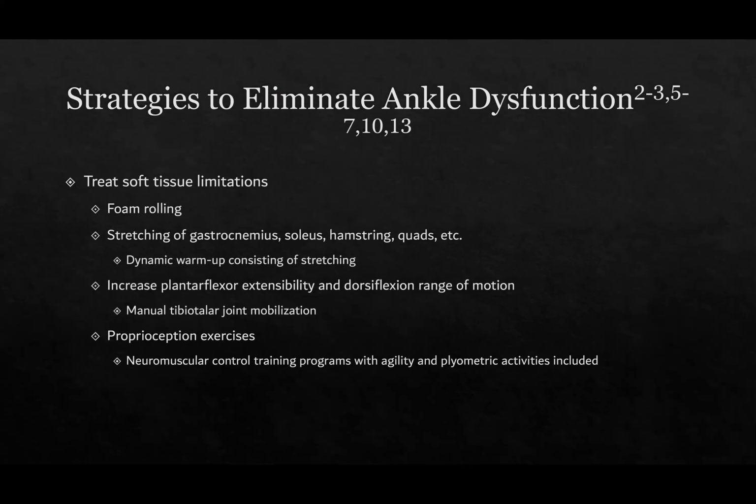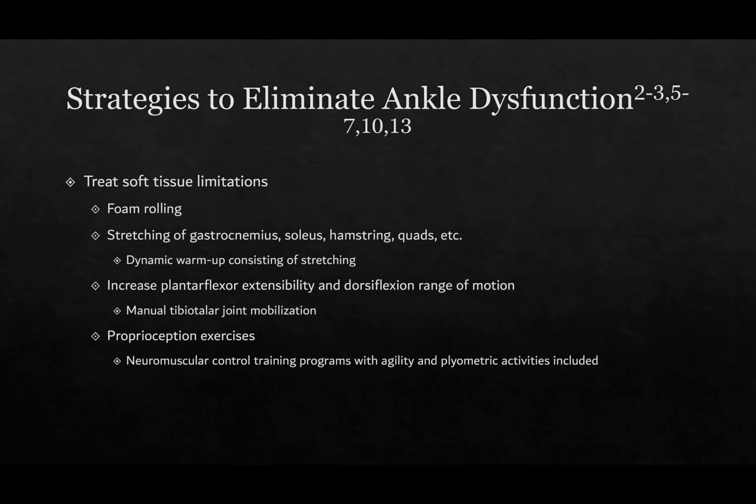Foam rolling and stretching of the gastrocnemius, soleus, hamstrings, quadriceps, and overall lower extremity musculature is essential. Further, incorporating a dynamic warm-up that includes dynamic stretching is warranted as well in addressing the soft tissue limitations. And it was even found that basketball players who do not complete a general stretching program as part of their pregame warm-up were 2.6 times more likely to injure their ankle than a player who did include stretching.